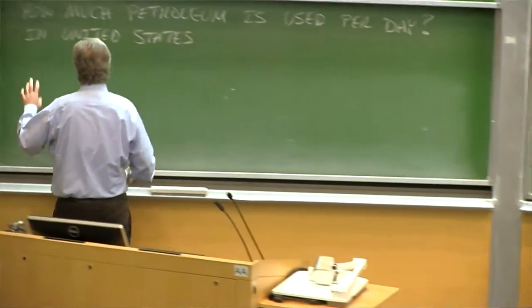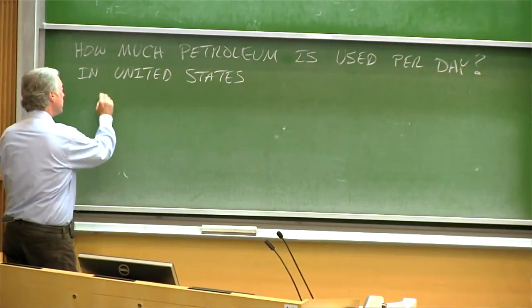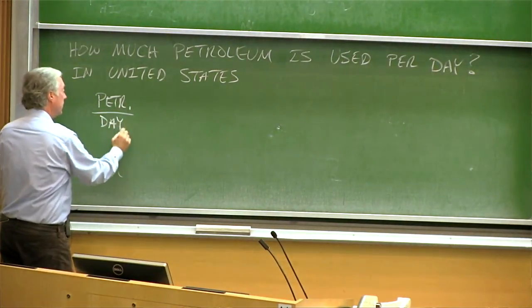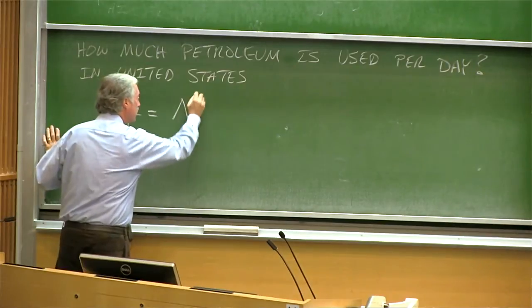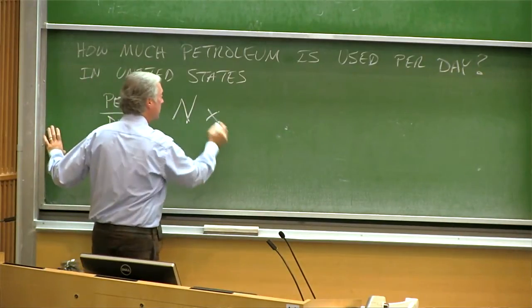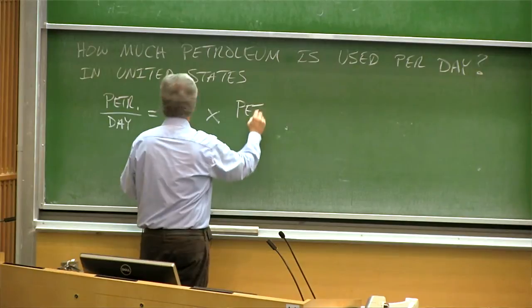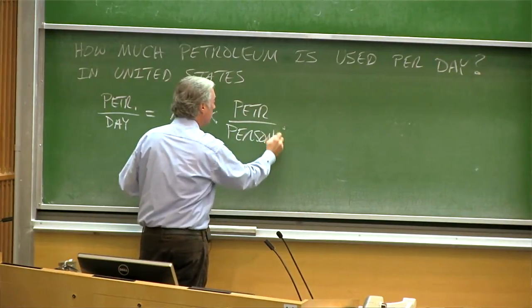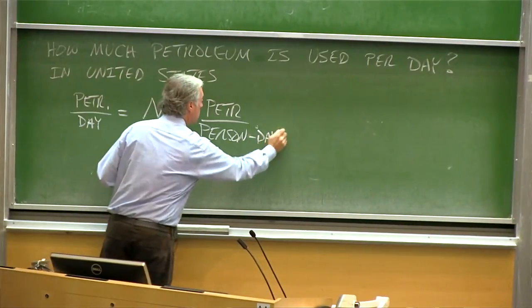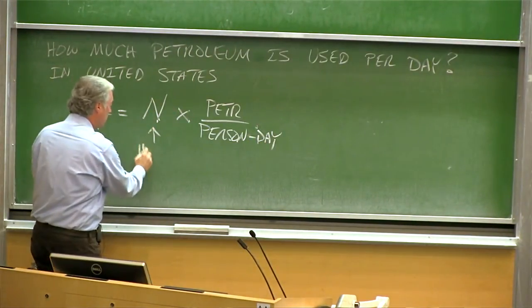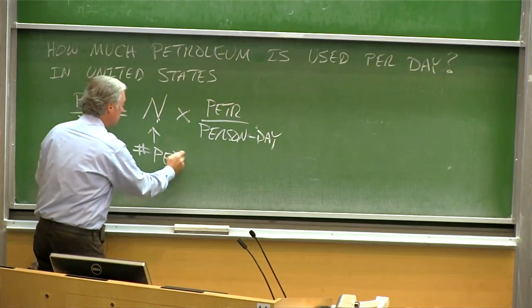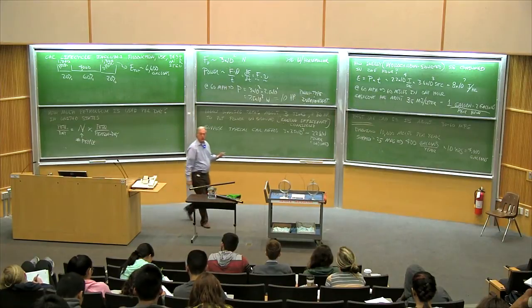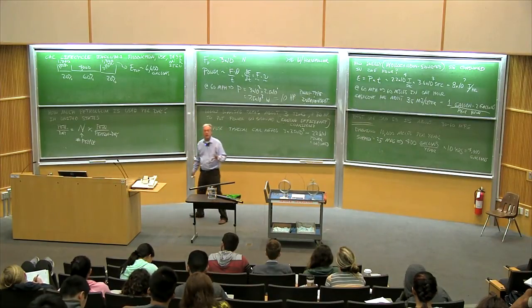So in the United States, let's see, the gasoline, petroleum per day would be equal to the number of people times the petroleum per person per day. Okay. Let's look at this. That's a pretty simple equation, isn't it?